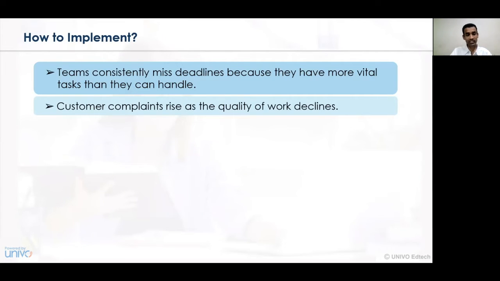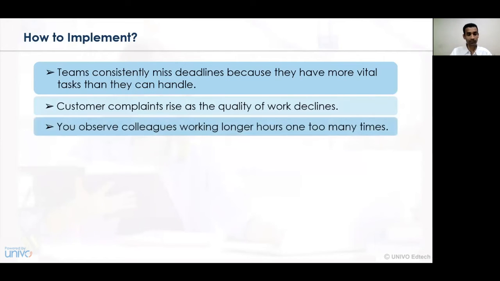Customer complaints rise as the quality of work declines. So whenever there is an increase in customer complaints, it needs to be assumed that the quality of work is declining. That is, whenever the quality is not good, the customer is not happy with the product that has been delivered, then several customer complaints may rise, and it may create dissatisfaction in the minds of consumers.